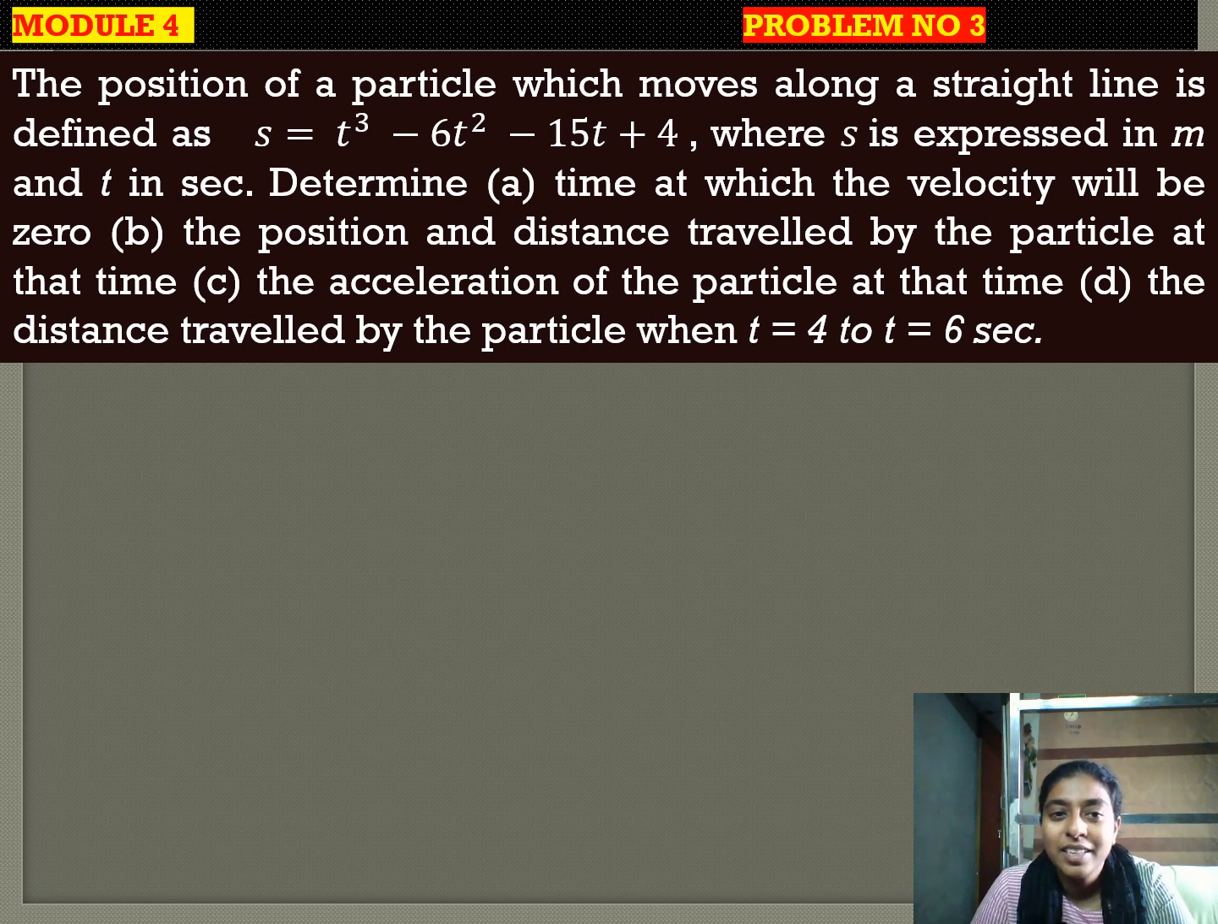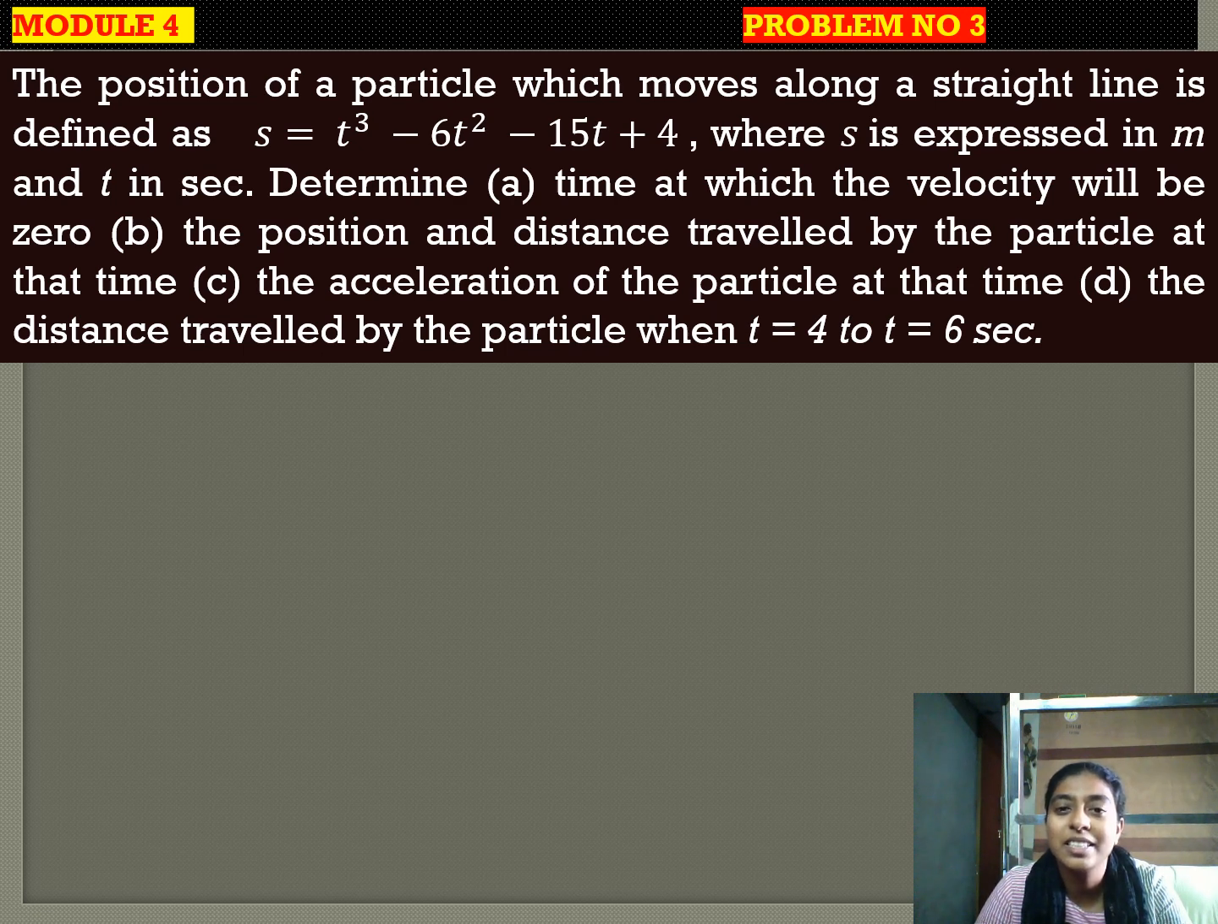Now problem 3: the position of a particle which moves along a straight line is defined as s is equal to t cube minus 6t square minus 15t plus 4. The equation for the displacement is given, where s is expressed in meter and t in seconds. Determine the time at which the velocity is 0.